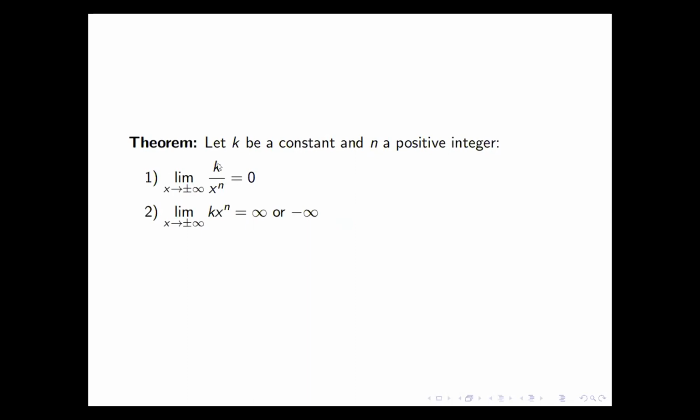The limit of k over x to the n will always be 0. Take note of that, because the denominator is getting very, very large, either positively or negatively. So you're dividing that constant by a very, very large number. So in the limit, it will be 0.